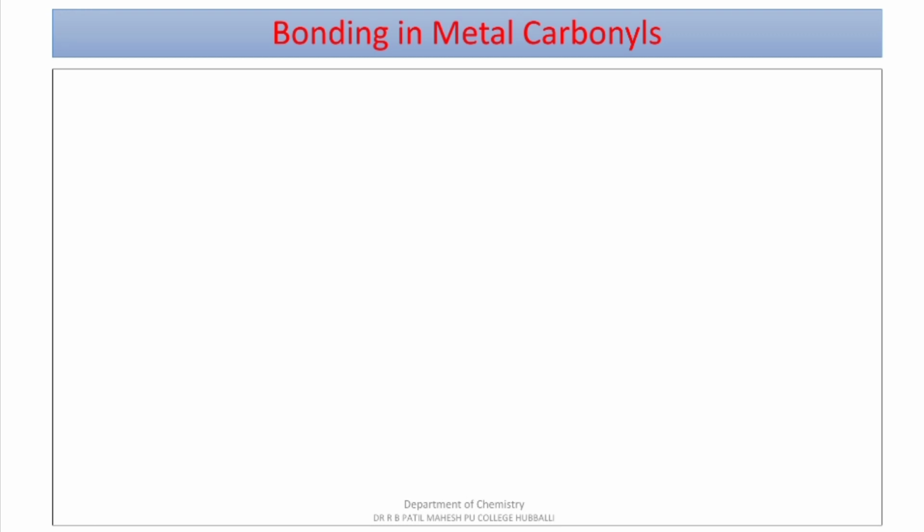Moving to the next concept, bonding in metal carbonyls. Dear students, carbonyl is one of the ligands. If the compound contains only carbonyl groups as ligands, that is CO as the only ligand, then such compounds are known as metal carbonyl compounds. And the bonding in such complexes we are going to study now.